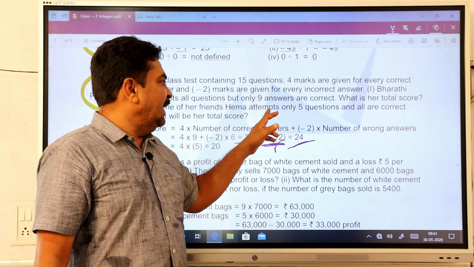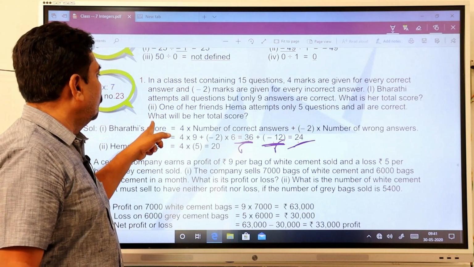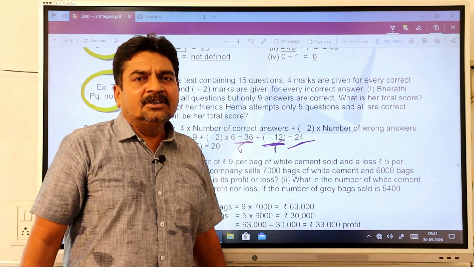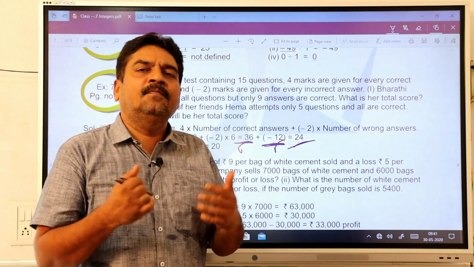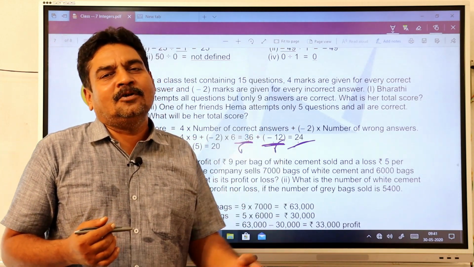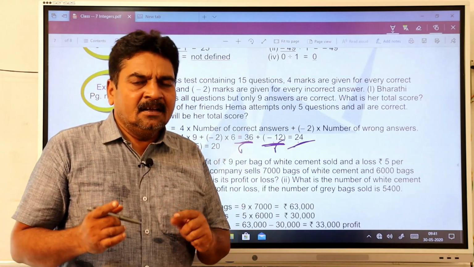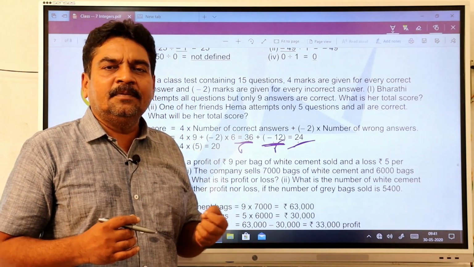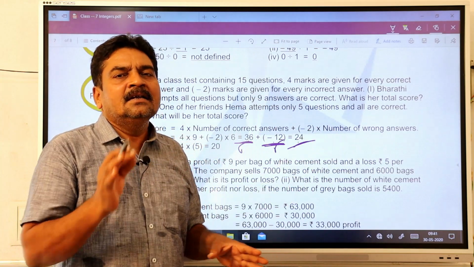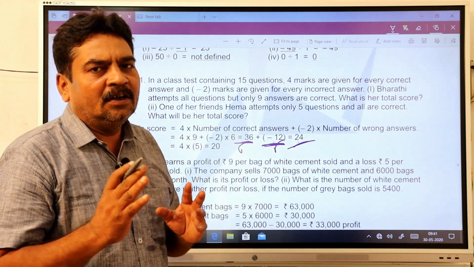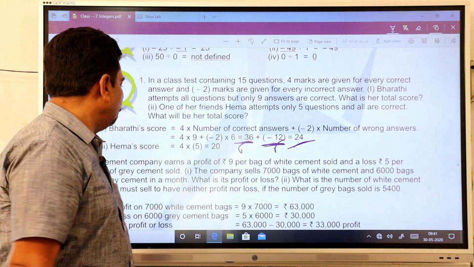Similarly, the next one is: her friend Hema attempts only 5 questions and all are correct. What will be her total score? Hema attempted only 5 questions, and all 5 are correct. Each correct answer carries how many marks? 4 marks. So 5 into 4 is 20. So she scores only 20 because she has attempted only 5 and all 5 are correct. Therefore she scored only 20 marks.